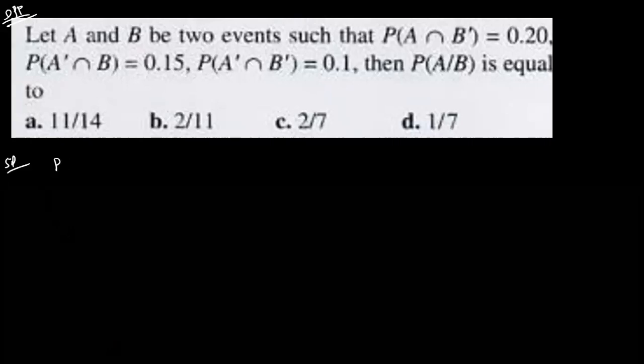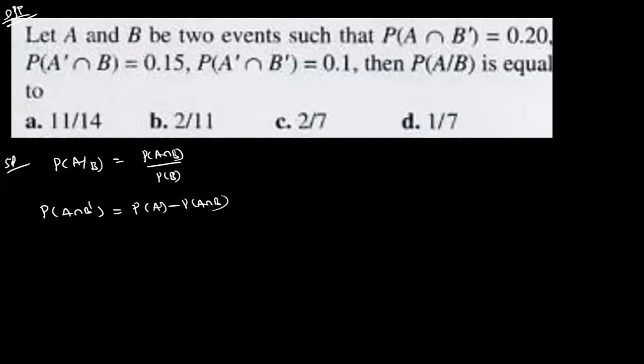Solution. Dear students, what do you mean by P of A by B? P of A intersection B by P of B. Fine. Now, P of A intersection B dash. Anyone, what is the answer? P of A minus P of A intersection B. P of A dash intersection B is P of B minus P of A intersection B. See carefully.